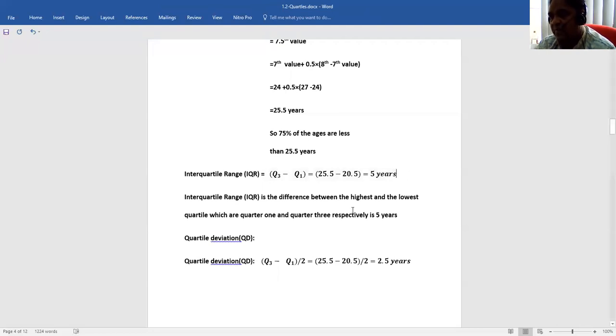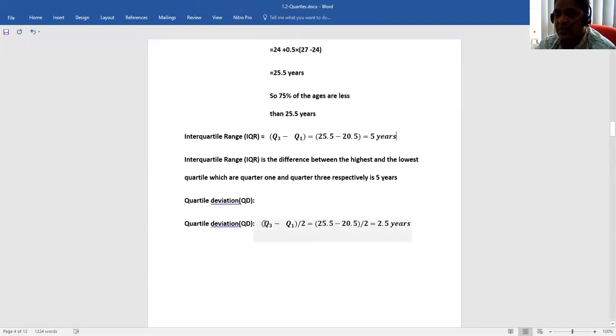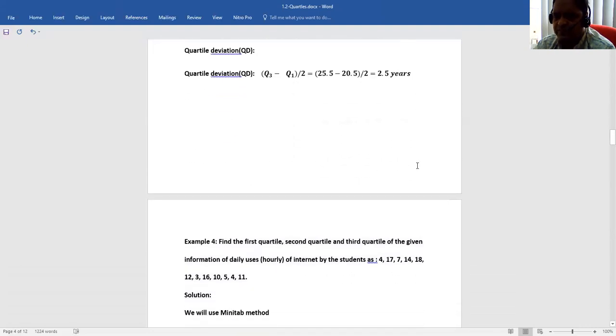Another important measure from the quartiles is called quartile deviation. Quartile deviation is nothing but the interquartile range divided by 2, that is Q3 minus Q1 divided by 2. We'll get 2.5 years. And this is nothing but the average difference between the highest and lowest quartile. The important thing you have to understand is the interquartile range, IQR. You have to remember the IQR.